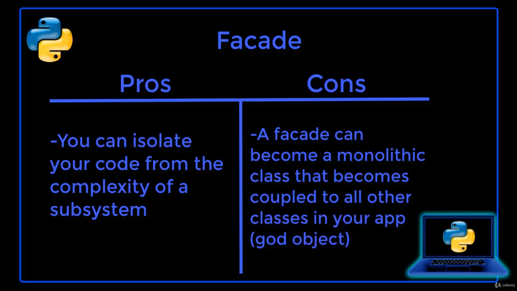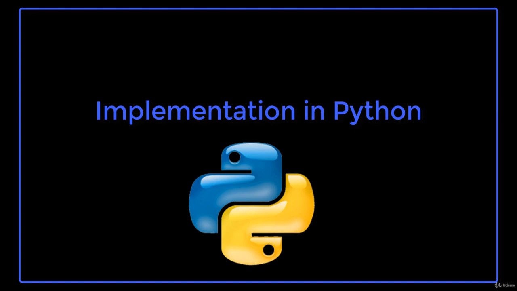The advantage of using the facade design pattern is that you can isolate your code from the complexity of a subsystem. The disadvantage of using this pattern is that a facade can become a monolithic class that is coupled to all classes in an app. Sometimes this can be referred to as a God object, a class that is coupled with every other class in the application. Per the single responsibility principle, every class should do one thing and do it well. We want to avoid monolithic classes or God objects when writing code. Let's learn how to implement the facade design pattern in Python.